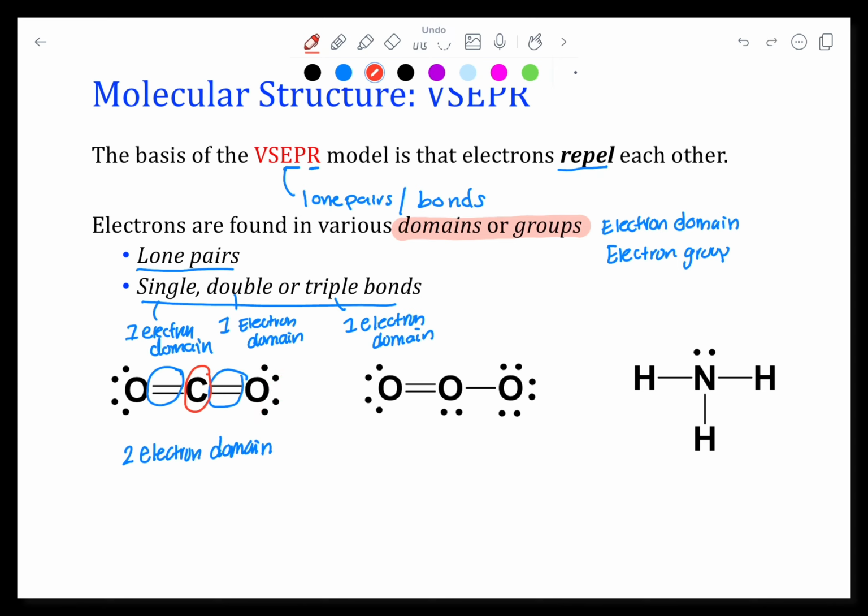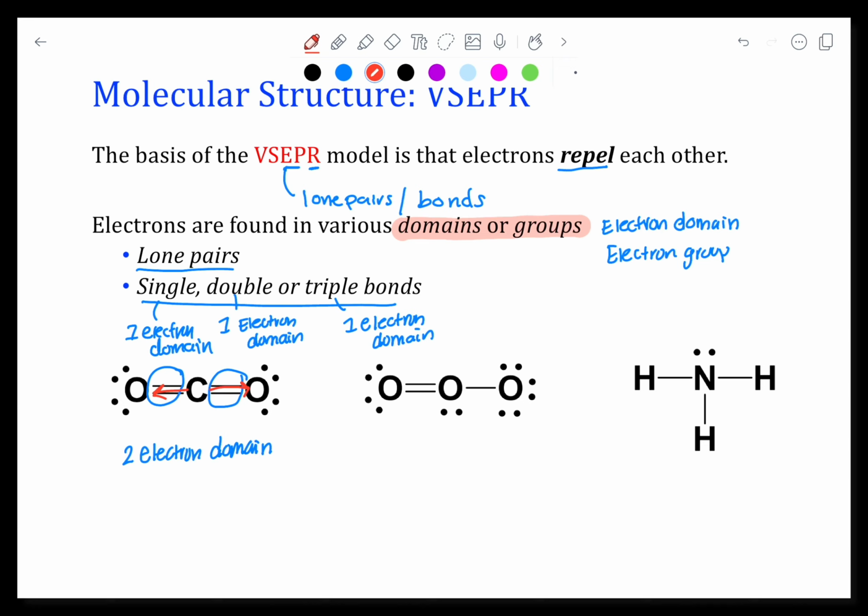Another way that I like to think about this is to think of an electron domain as an electron direction. How many different directions are the electrons going off of the central atom? Well, the electrons are going this way and that way. There's still electrons there. It doesn't matter how many there are, whether that's in a single, a double, or a triple bond. They're still going in 2 opposite directions. So there are 2 electron domains.